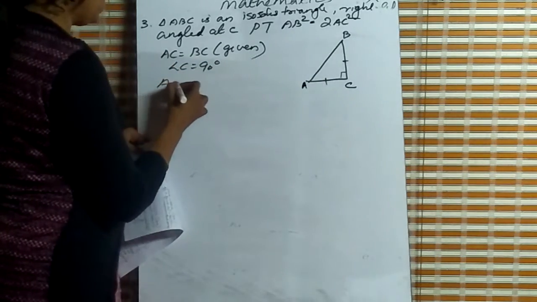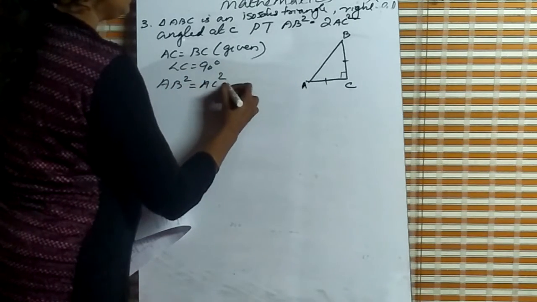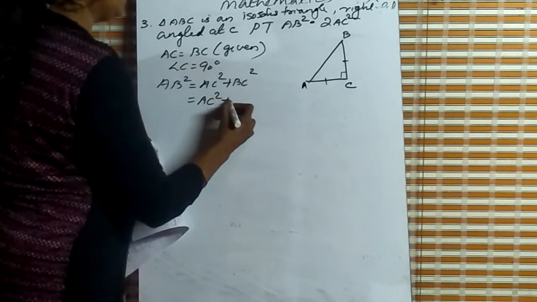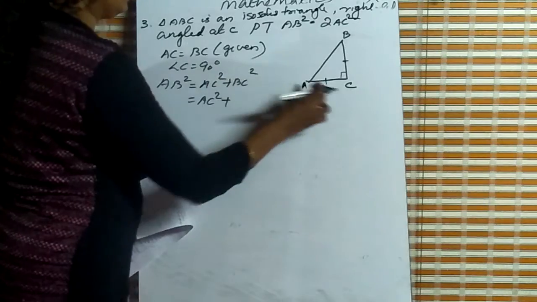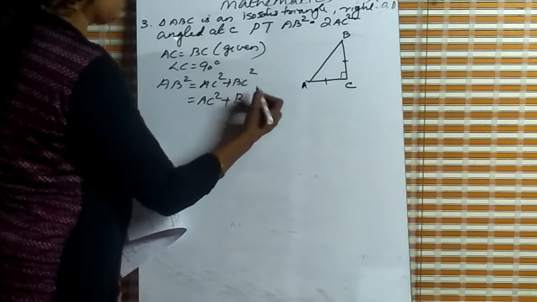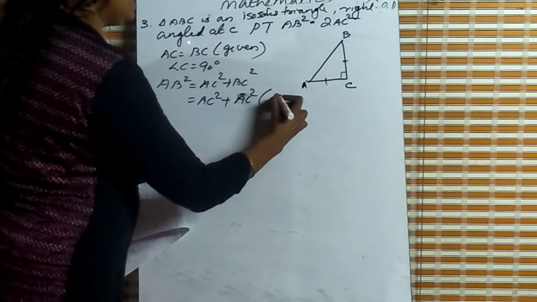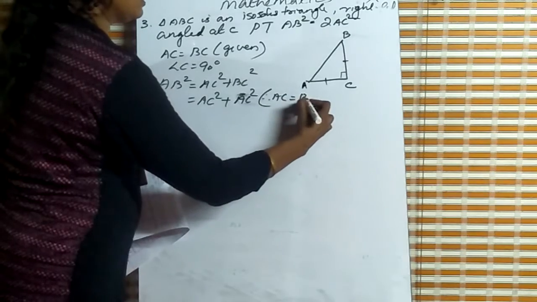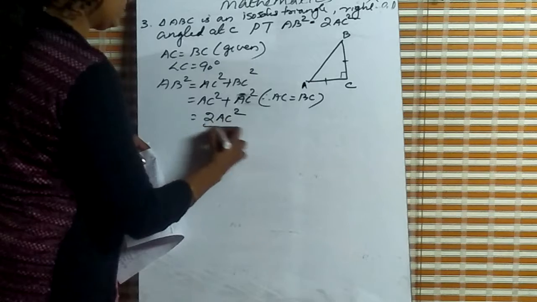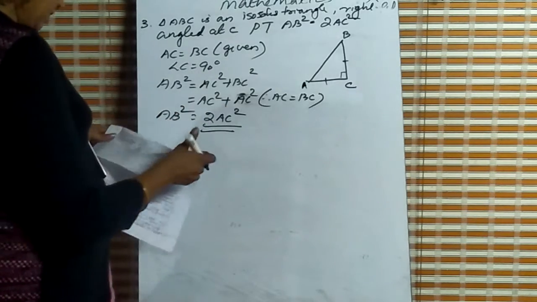Therefore, what is hypotenuse? AB square is equal to AC square plus BC square, equals AC square plus, what is BC? Length AC and BC are equal. So, we can write AC square plus AC square again. Why? AC is equal to BC. Therefore, AC square plus AC square is 2AC square. AB square is equal to 2AC square.